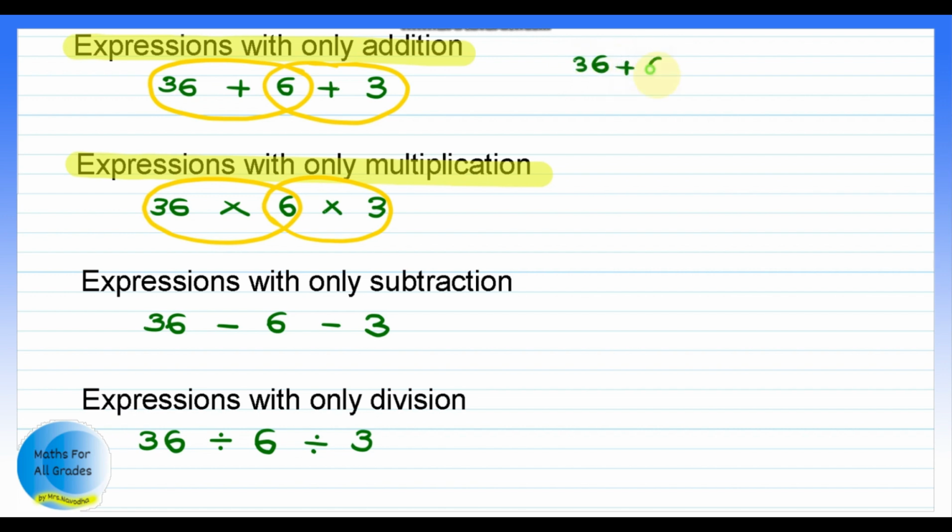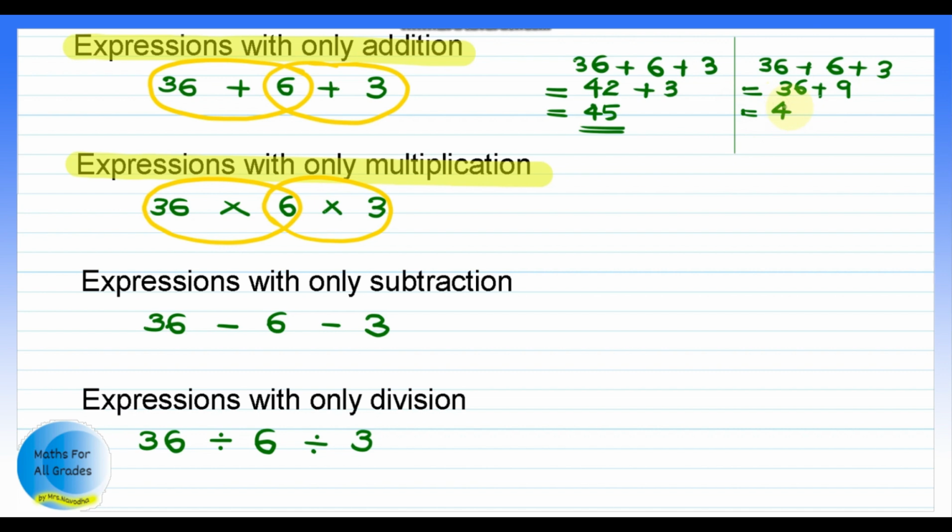36 plus 6 plus 3. 36 plus 6 equals 42. 42 plus 3 equals 45. Or you can do the calculation the other way. 36 plus 6 plus 3. 6 plus 3 equals 9. 9 plus 36 equals 45. Both ways are correct.